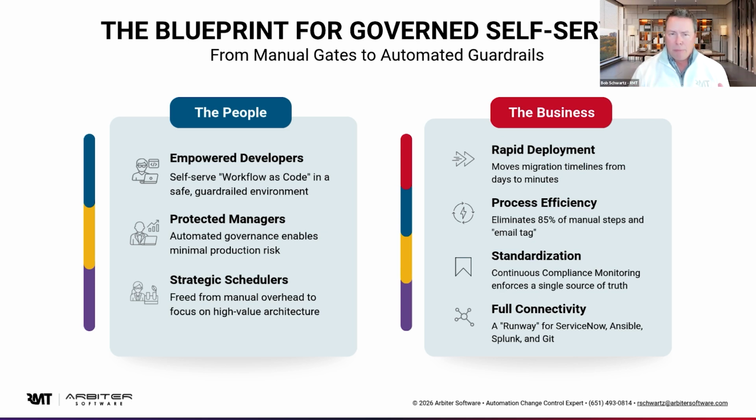We provide you with the blueprint for governed self-service. Doesn't that sound great? From manual gates to automated guardrails, the people: we have empowered developers because we give them self-service, workflow as code, one-click submittal. We have protected managers because we provide you with automated governance that enables minimal production risk. And then we help the schedulers because we free them from the manual overhead to really focus more on high value architecture, implementations, increasing knowledge, all of those things.